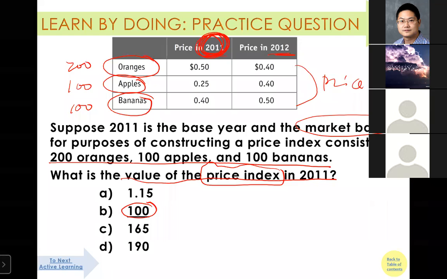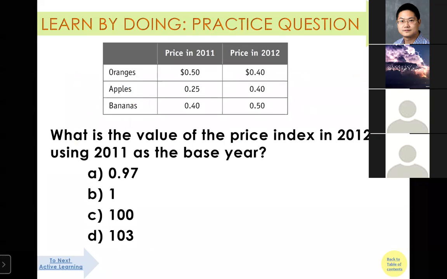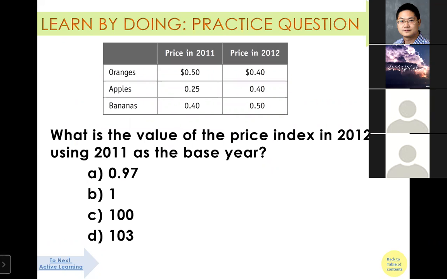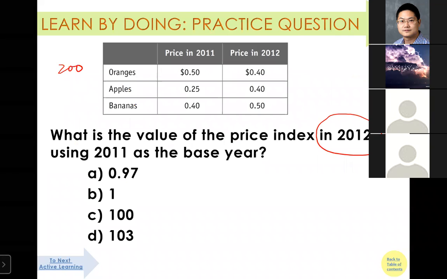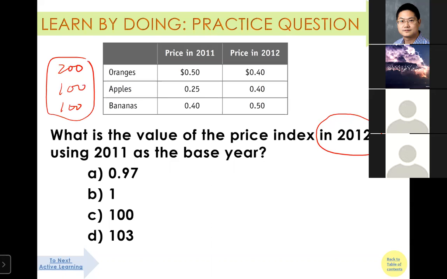Now, the next question, the same table, but we will ask what is the price index in 2012? So let's rewrite those numbers, 200, 100, 100. Now how we are going to proceed? So first we need to find out the cost of this basket in 2011 and then 2012. So let's find out cost in 2011, cost in 2012.